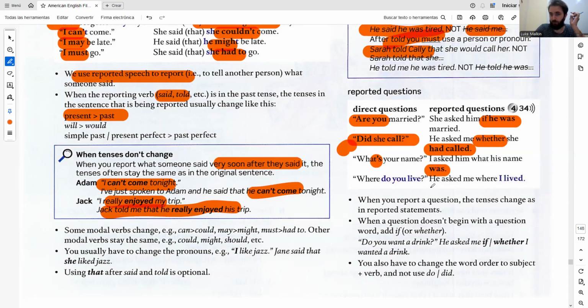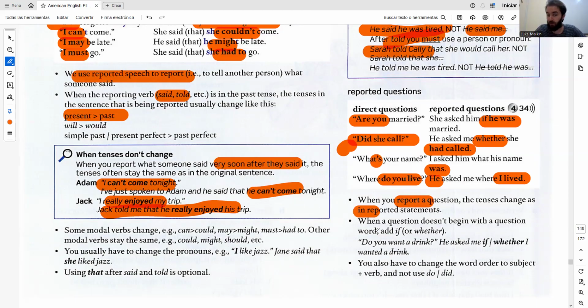And where do you live? He asked me where I lived, right? This is a little more difficult. Where do you live is present. He asked me where I lived. This is past, but it does not need to be in the question formation anymore because I'm reporting a question, not asking one. Okay? So when you report a question, the tenses change like normal, but you don't use question form anymore. We use positive and negative.